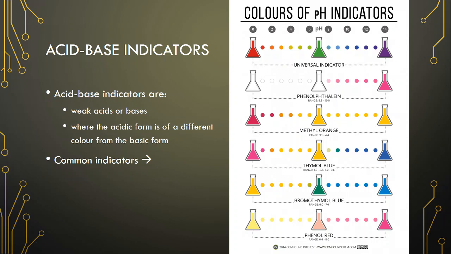Methyl orange changes from red to yellow, and the color change occurs towards the acidic side, so less than 7. And thymol blue changes from a pinkish color to blue, and yellow is in the middle. The range of the yellow is quite big. So personally, I've never really used it.